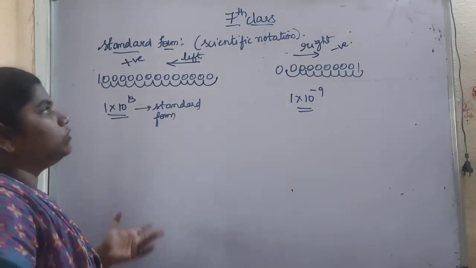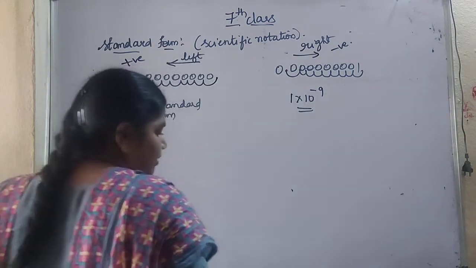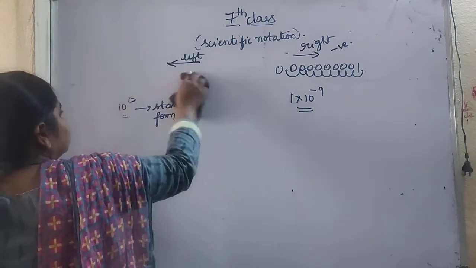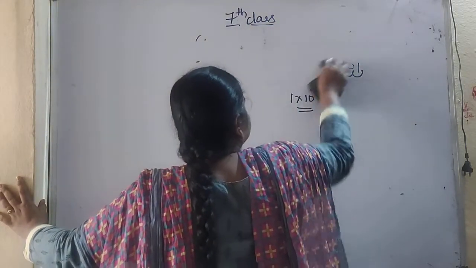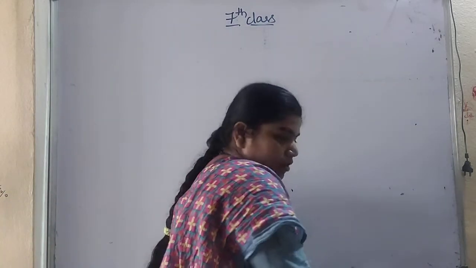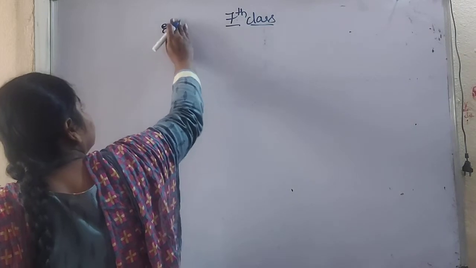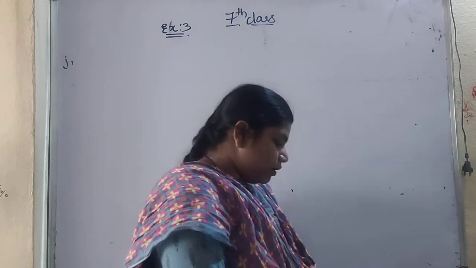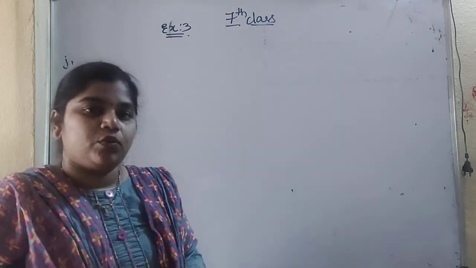So on this we are going to start our exercise now. That is exercise 3, the last exercise in this. Exercise 3, first one. What is the first one? Express a number appearing in the following statement in standard form. So we have to convert into standard form.